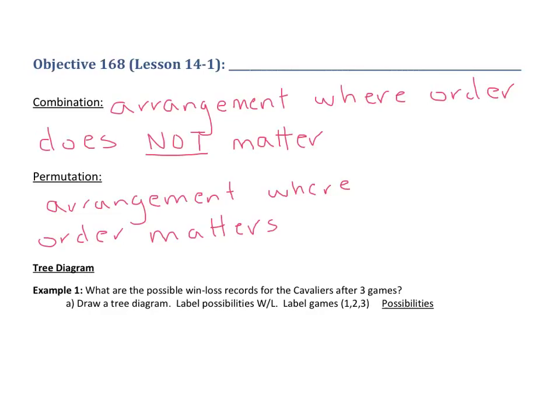A permutation is an arrangement where order matters. So the order that you say something in or the order that you put something in matters. An example of a permutation would be a locker combination. If the combination to your locker is 2, 3, 4, then you have to put the number 2 in first, the number 3 in second, and the number 4 in third. If you were to try to put that locker combination in a different way, let's say you tried to put in 4 first, 2 second, 3 third, your locker would not open. So a permutation is where order does matter.